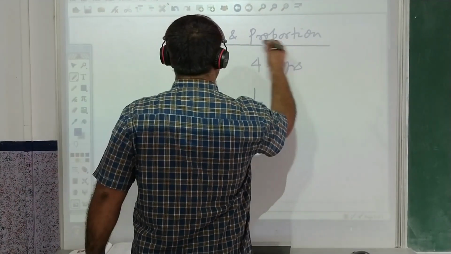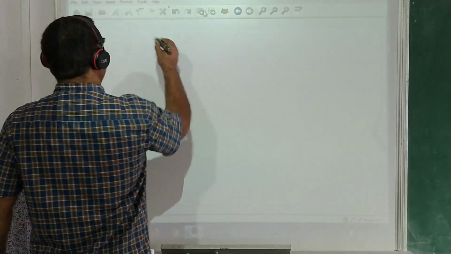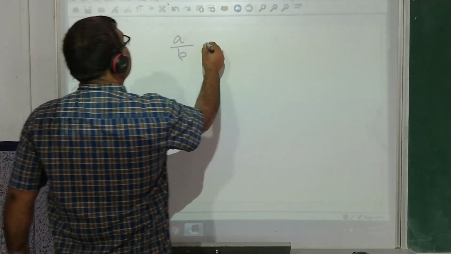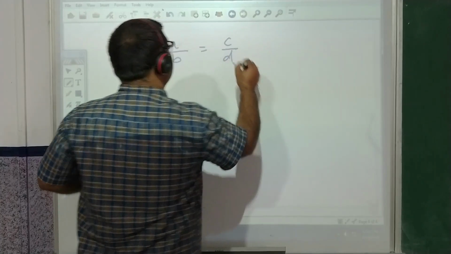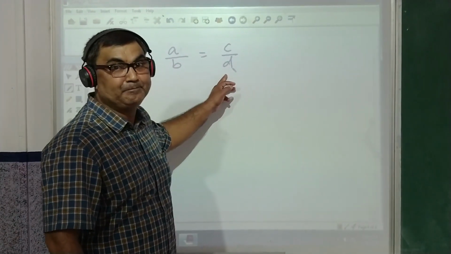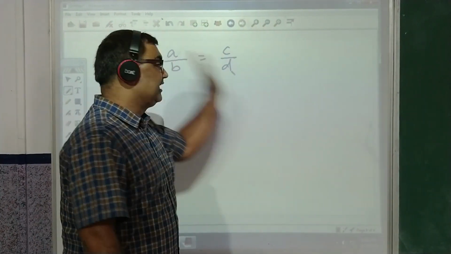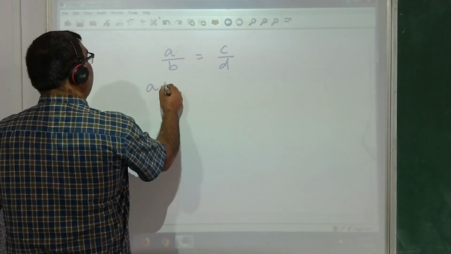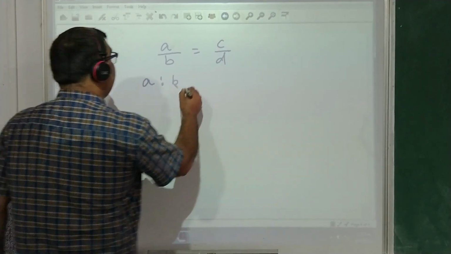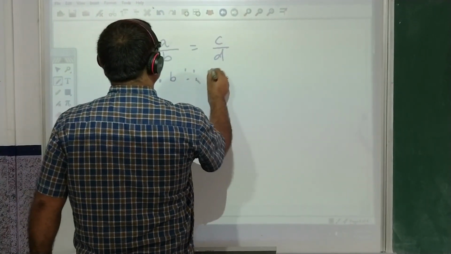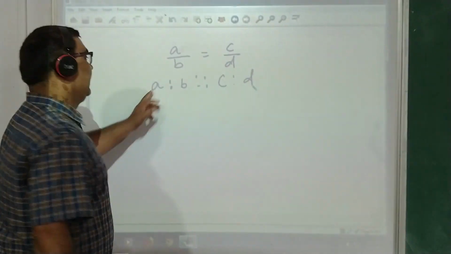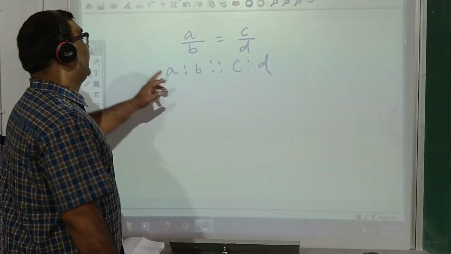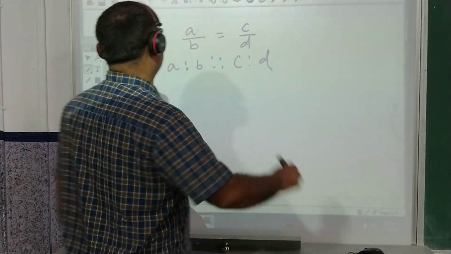Now what do you mean by proportion? If the ratio between the first two, A and B, is equal to the ratio between C and D, then they are said to form a proportion. I am going to write A is to B as C is to D. It means A, B, C, D are in proportion.